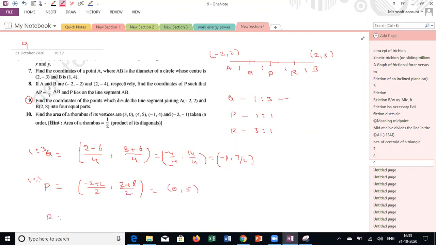And when it comes to R, it is 3:1. 6 minus 2 by 4. 24 plus 2 by 4. This will give the answer. 1, 13 by 2. This is 4 by 4. This is 26 by 4. Yeah, these are the 3 points which will divide the line into 4 equal parts.